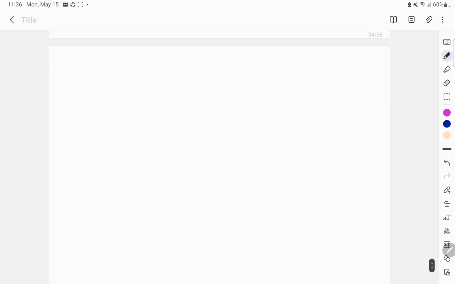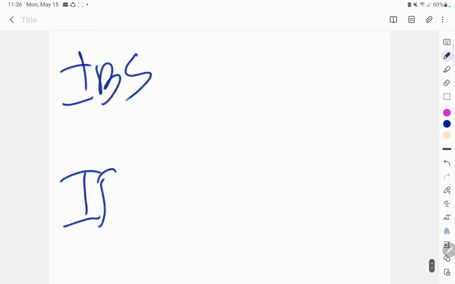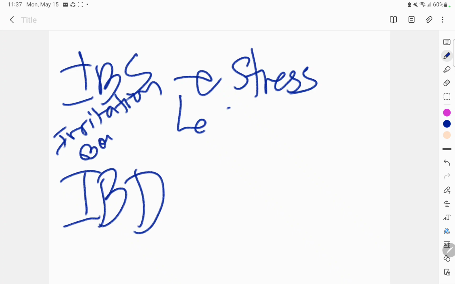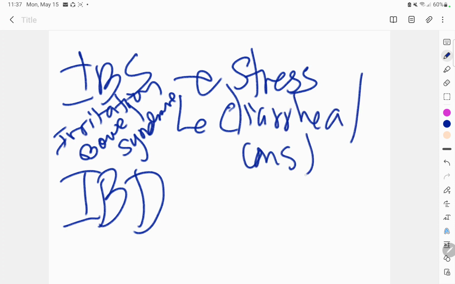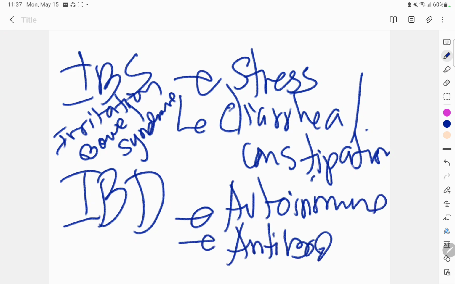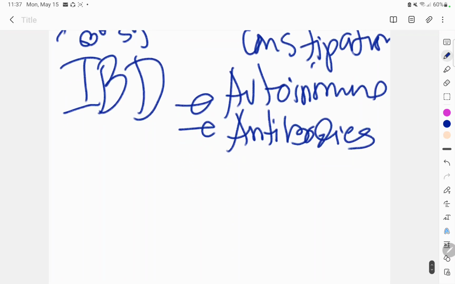What is the difference between IBS and IBD? IBS is due to stress. So remember, IBS, irritable bowel syndrome, is all about stress, and it has diarrhea but later on constipation, so the episodes alternate. Inflammatory bowel disorder is an autoimmune disease. Autoimmune is because of antibodies, and remember, they will destroy your intestinal lining. So the patient will be irritated and have diarrhea.